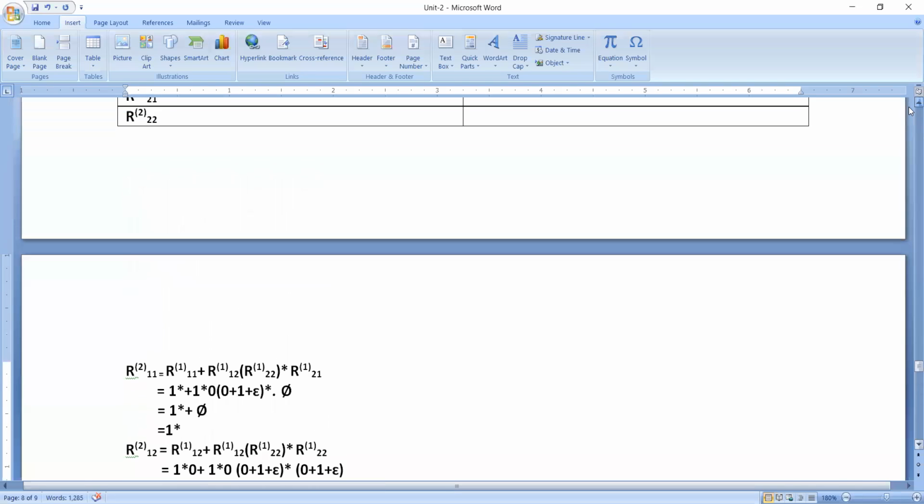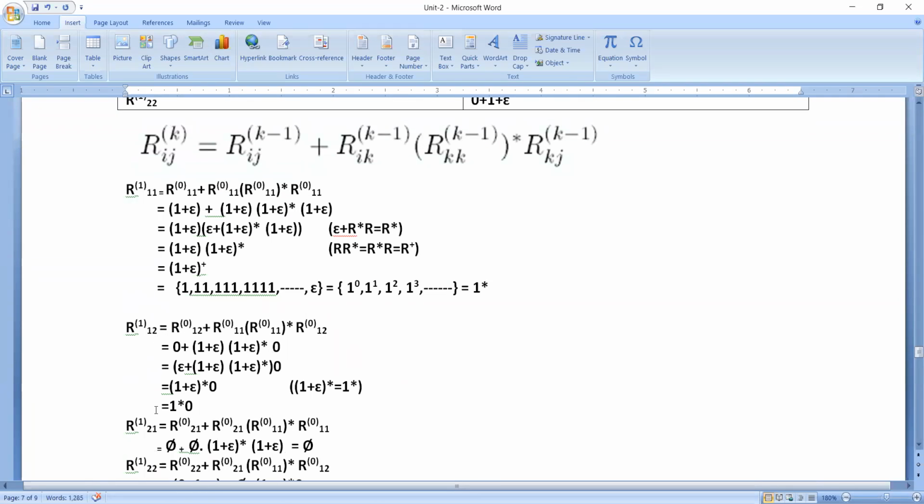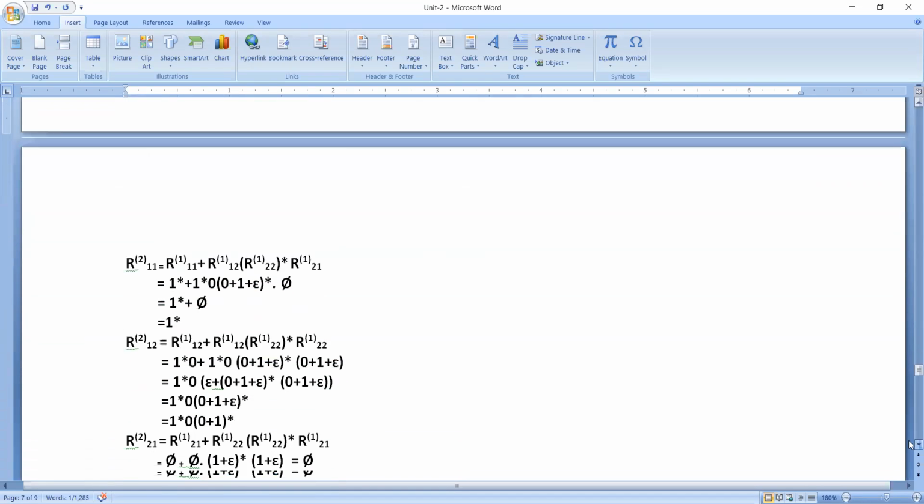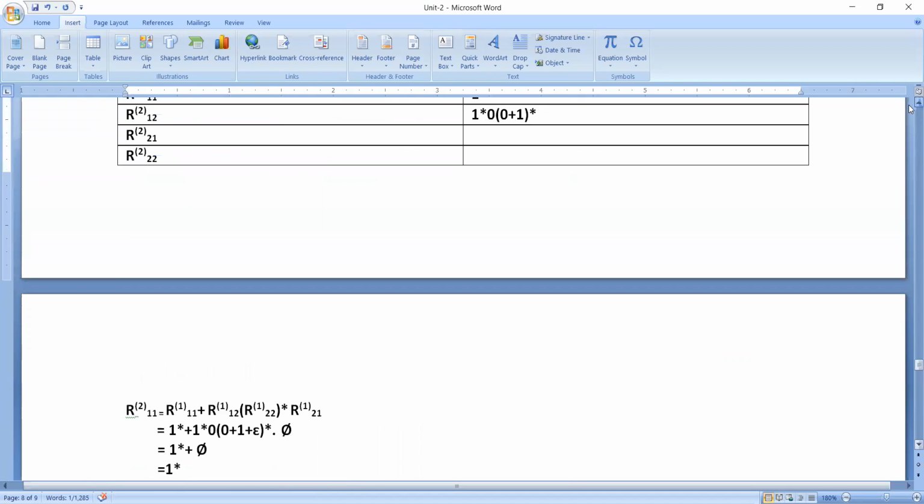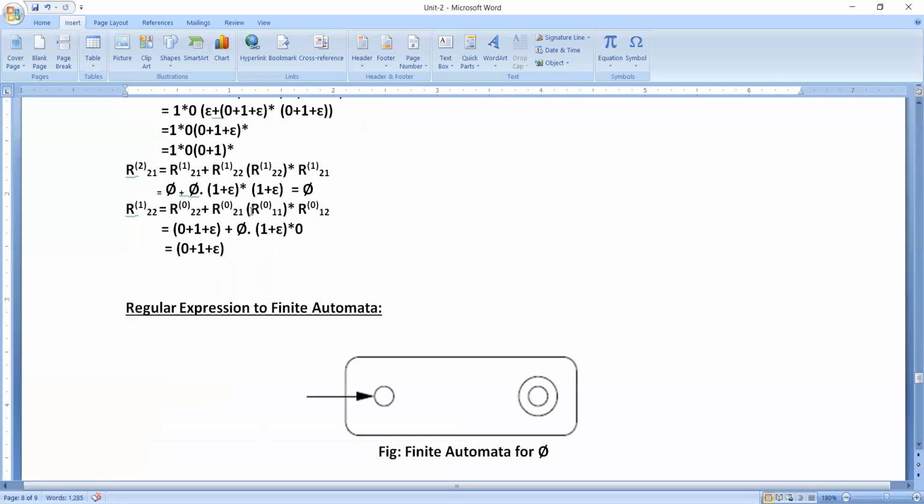Then what is R power 1 of 2 1? Now let's have a look at the table. R power 1 of 2 1, you can see here it is 5. R power 1 of 2 1 is 5. So hence we are going to take 5. Then R power 1 of 2 2. I think it is 0 plus 1 plus epsilon. You can see here R power 1 of 2 2 will be 0 plus 1 plus epsilon.